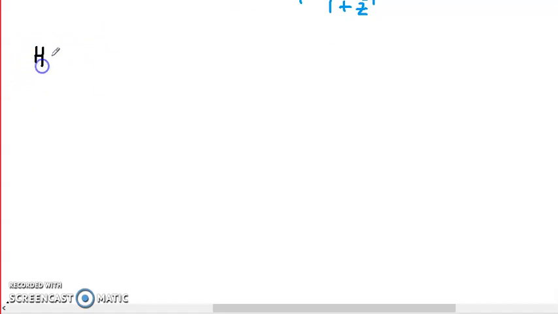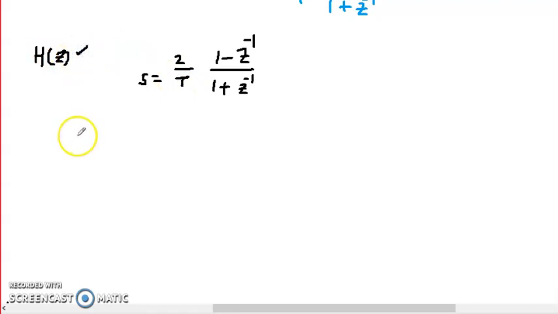H(z) should be stable. Under the transformation, s equals 2 by T times (1 minus z inverse) over (1 plus z inverse). Under this transformation, H(z) should be stable.